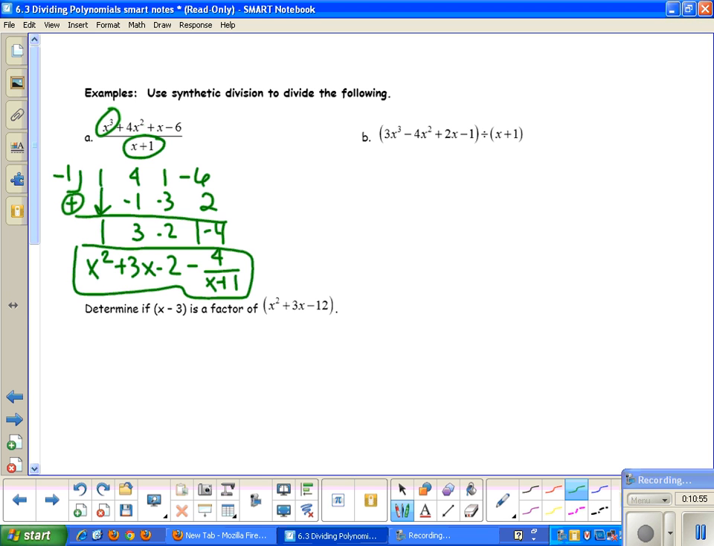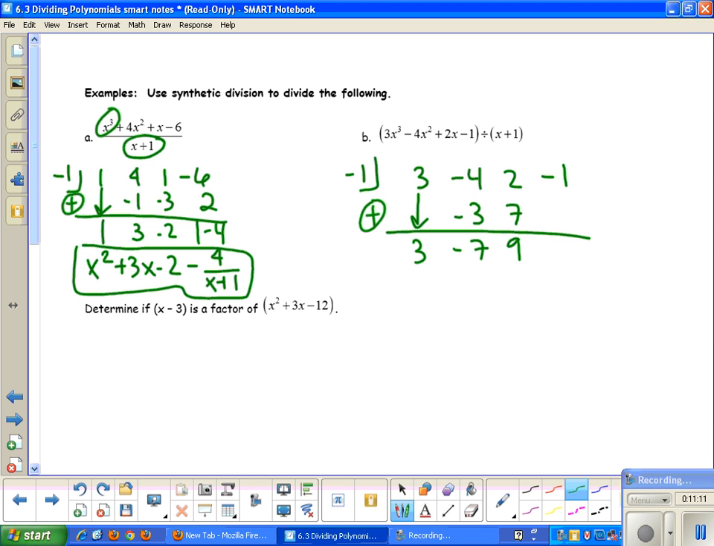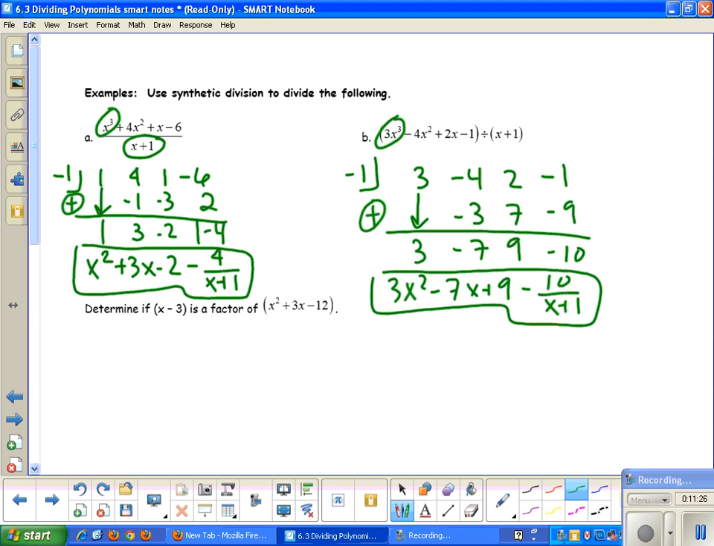So then for this other one over here, you're going to do the same thing. So in my box goes negative 1, then we have 3, negative 4, 2, negative 1. We are adding, bring down the first term. And then since this is a degree 3, this would be 3x squared minus 7x plus 9 minus 10 over x plus 1. And again, since we have a remainder of negative 10, I know that x plus 1 is not a factor of this polynomial either.